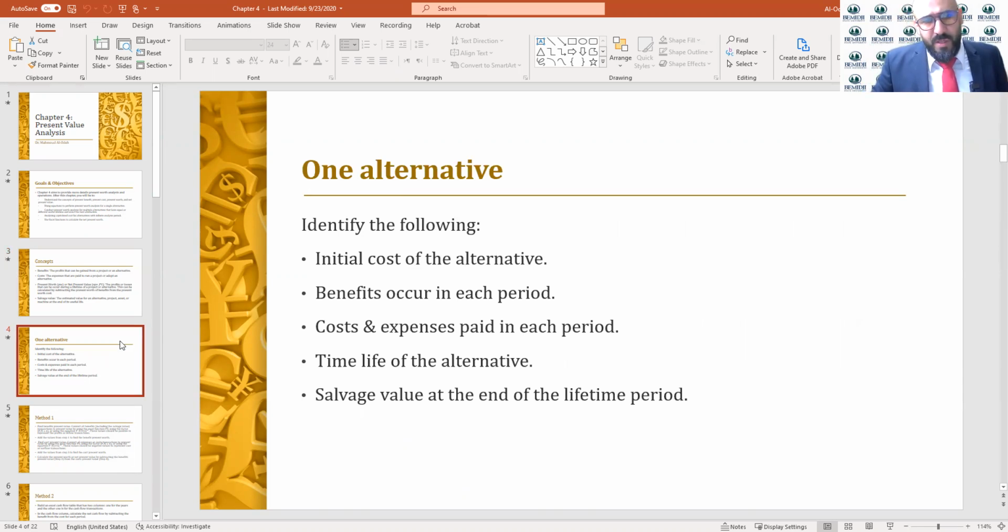Now, if we're dealing with one alternative, here's the first one. We're going to deal with five things. Look into the initial cost of the alternative, the benefits, the positive cash flows that come into each period, the costs and expenses paid in each period, the lifetime of the alternative, and the salvage value. These are the five things that we need to look at and consider.